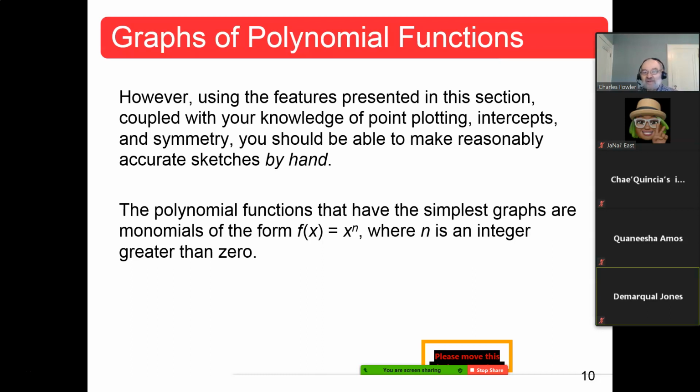The polynomial functions that have the simplest graphs are the monomials of the form f of x is equal to x to the nth power, where n is any integer greater than 0. Because if it's x to the 0th, that's a constant function, okay? N equal 1, that's a linear function. We've already dealt with those. N equal 2, that's a quadratic function. We've already dealt with those. So basically, we're going to be focusing on those power functions where n is actually greater than 2. We'll mention 2 and 1 and maybe 0 again, but we're going to focus on those greater than 2.